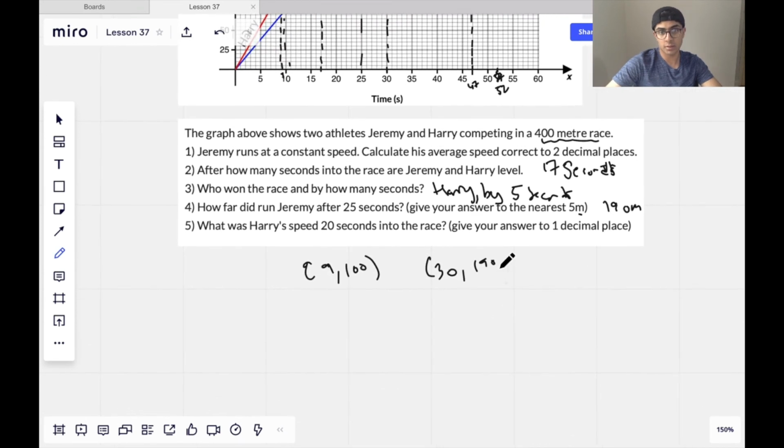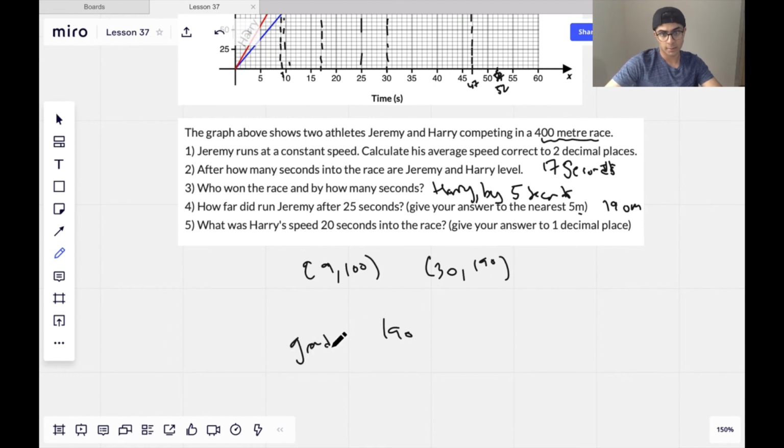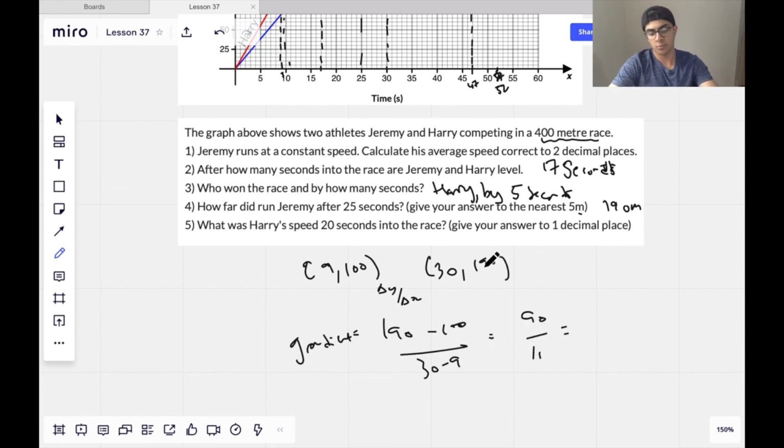Gradient is change in y over change in x. I'll write that here, change in y over change in x. So 190 minus 100 over 30 minus 9, which is 90 over 11, which does not come out very nicely. 90 divided by 11 is, using my calculator, 8.18, and the 18 actually recurs. But remember, it says to give it to 1 decimal place, so a bit of rounding is needed, to 8.2.